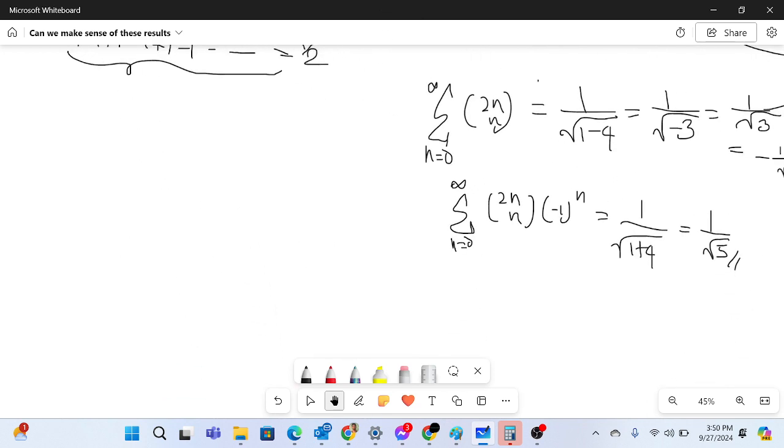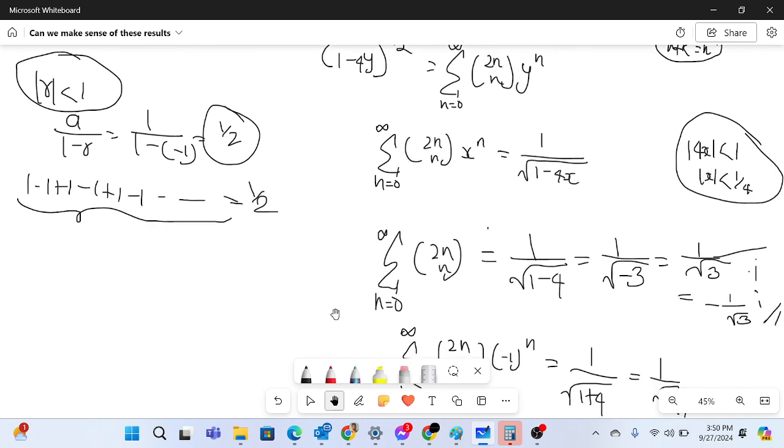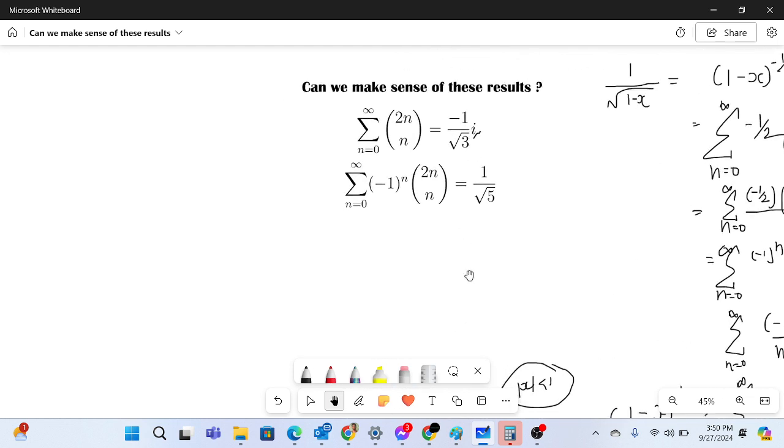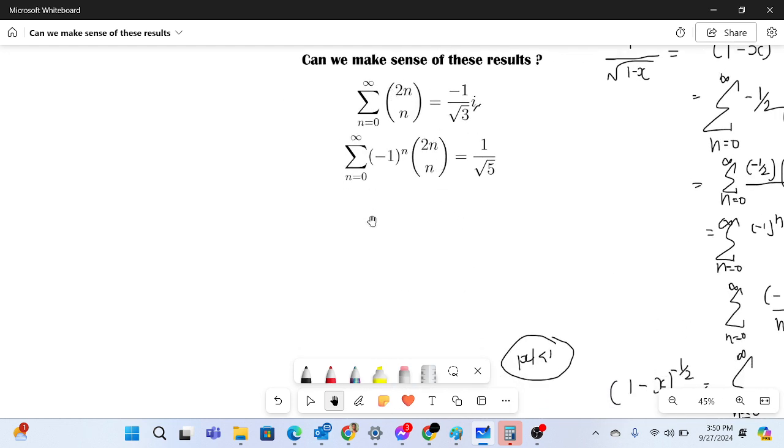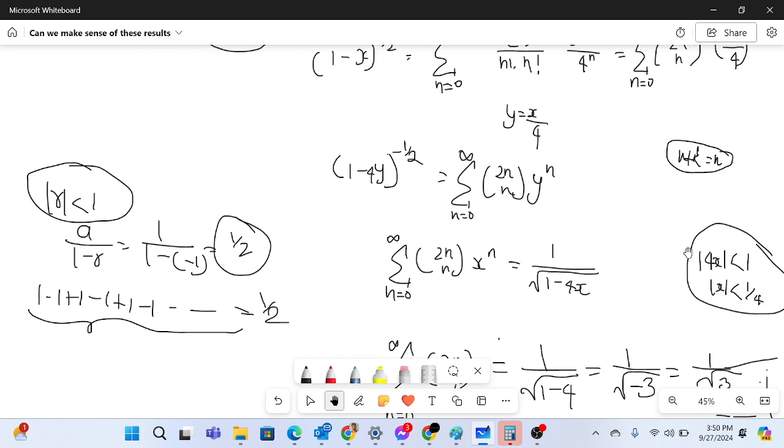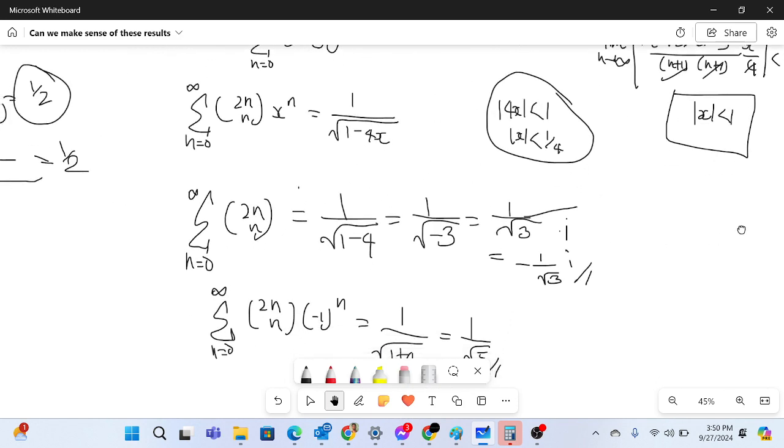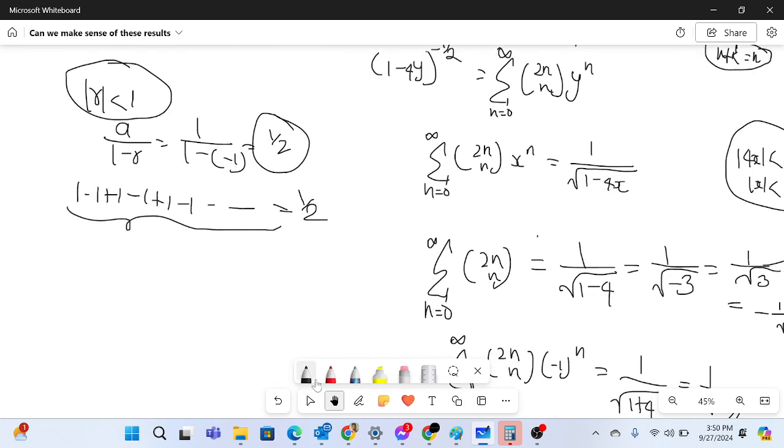And now, though these are not correct values, let's use some values that do make sense. We can use 1 by 10. Let's see how fast this series converges. If you use x as 1 by 10, if you want to find the sum from n equals 0 to infinity of (2n choose n) of 1 by 10 to the power n, we can use this series.